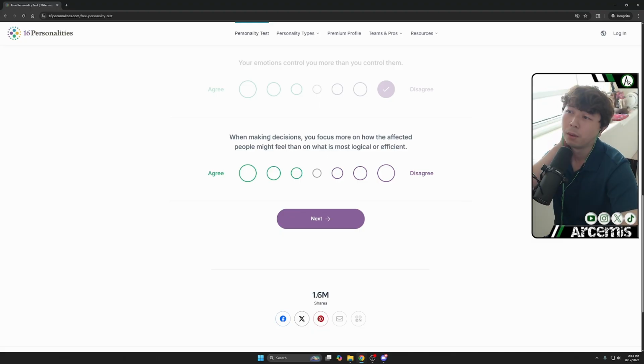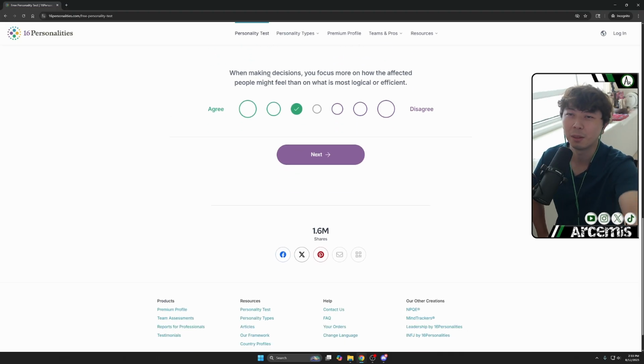When making decisions, you focus more on how the affected people might feel than on what is most logical or efficient. When I make decisions for myself, I go with the most logical or efficient. But most of my decisions are usually going to affect people to feel good. How about slight agree? This might come as a surprise to some of you that have known me for a while, but I do always think about how people might feel based on the decisions that I make. But that doesn't determine the decision that I make.